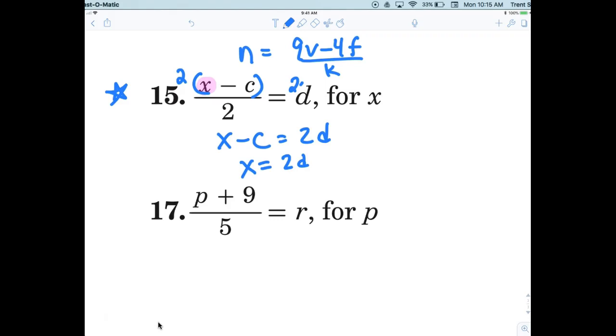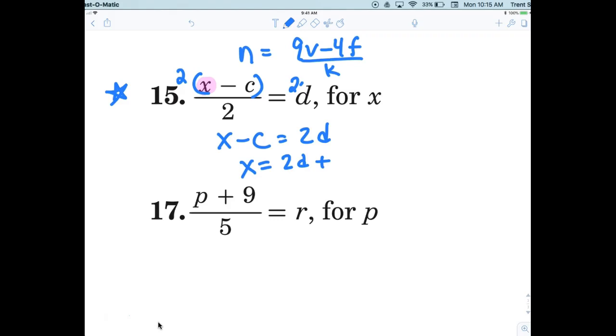Now, what does that c on the left side? Is it negative? So we would divide by negative. Nope, they're not attached by multiplication. They're attached with subtraction. Oh, so you would add it. That is correct.